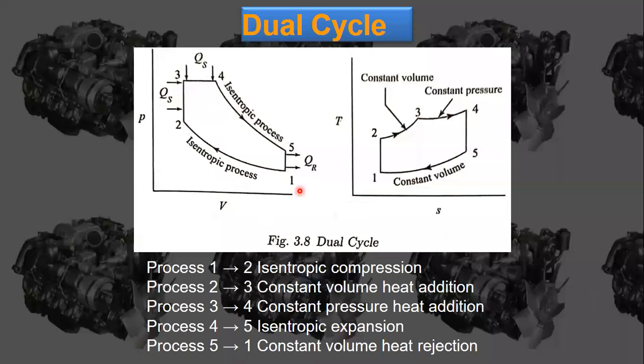So that is the difference between the previous cycles, Otto cycle, Diesel cycle and dual cycle. All the processes are the same except this combustion process. In this combustion heat addition process, some of the heat addition is going to be at constant volume and some of the heat addition is going to be at constant pressure. Here is the process in a PV diagram.